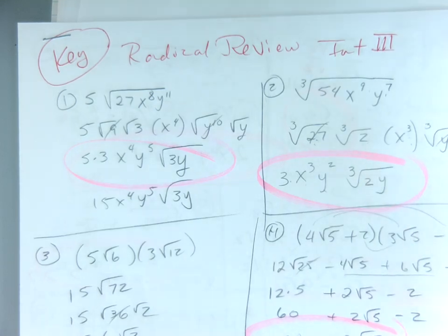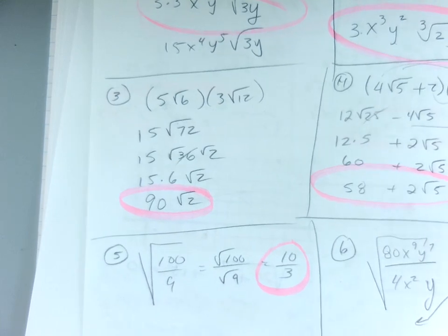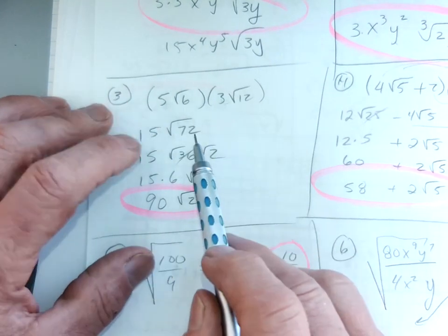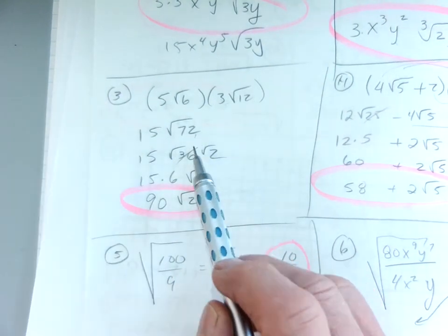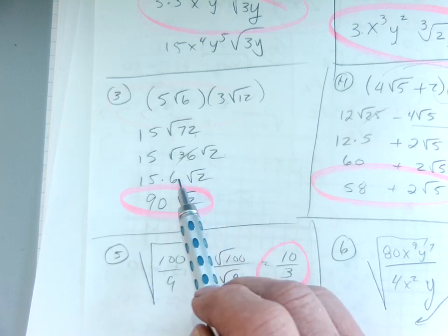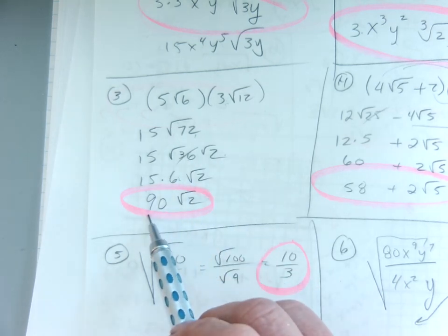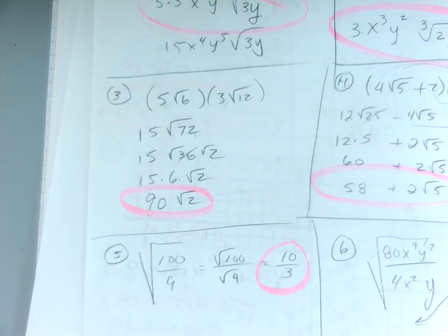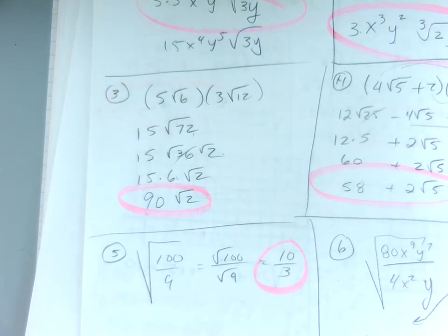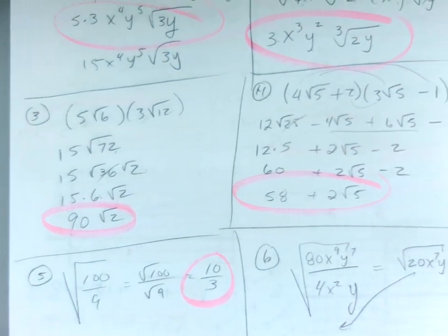All right? Number 3, I just multiplied it. I got 15 square root of 72, but I can break up the 72 into 36 and 2. Square root of 36 is 6. 6 times 15 is 90 times square root of 2. Now, you can pause this anytime you want. I'm just going to whip right through it, so pause if you need to, okay?